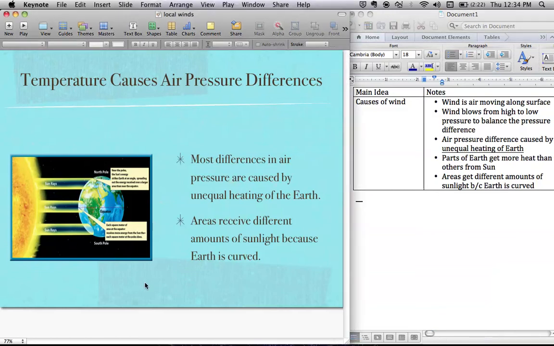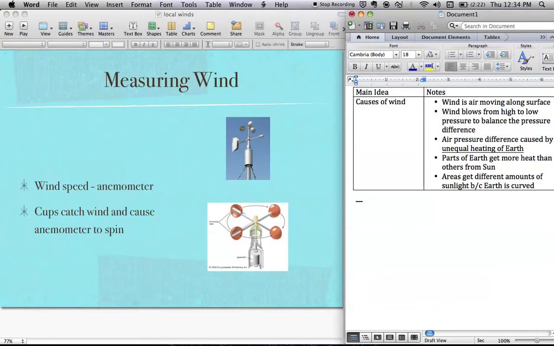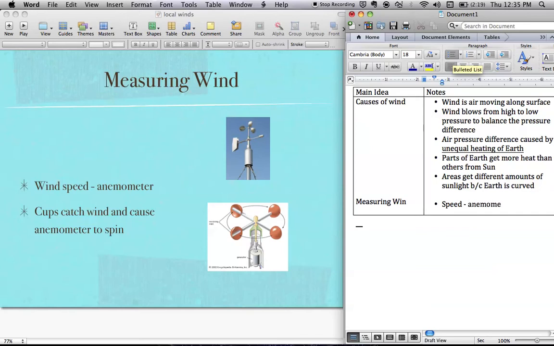So how do we measure wind? This is going to be our next main idea, measuring wind. We can measure two things. First thing we're going to measure is wind speed. We measure the speed using an instrument called an anemometer. Anemometer. Practice saying it. You have to know how to say it. And you have to know how to spell it.